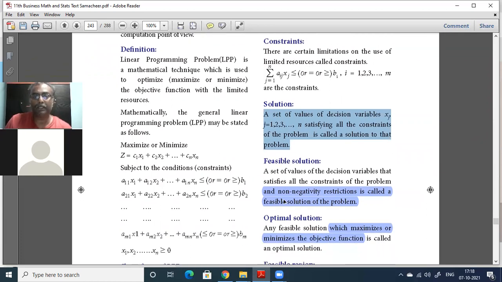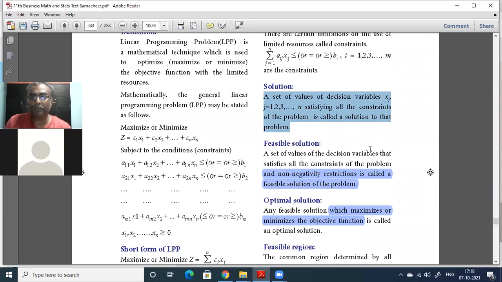Okay, then only a solution. A set of values of the decision variables that satisfy all the constraints of the problem as well as the non-negativity restrictions is called a feasible solution. See, feasible solution is the last condition. Can you see this one?